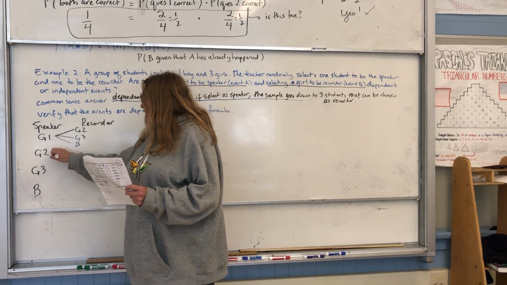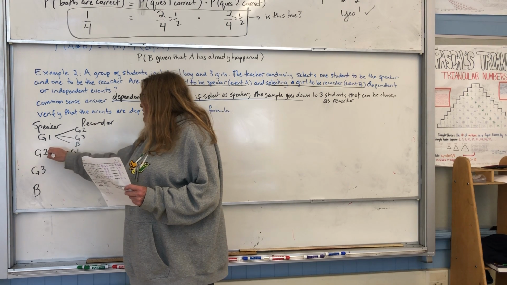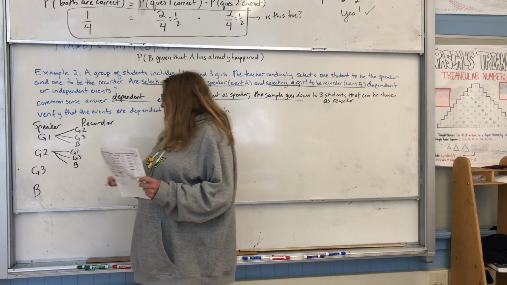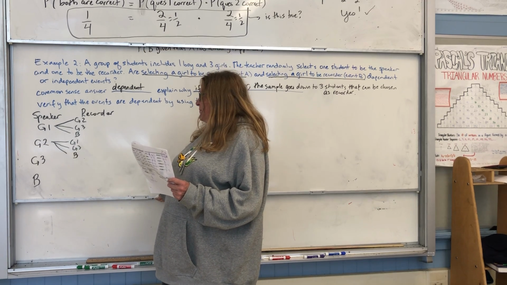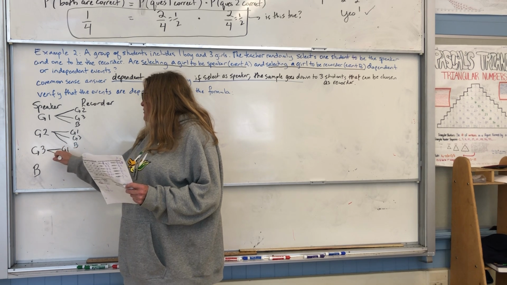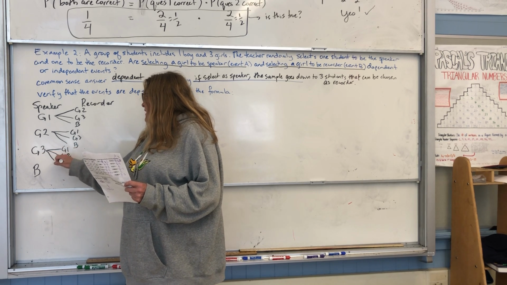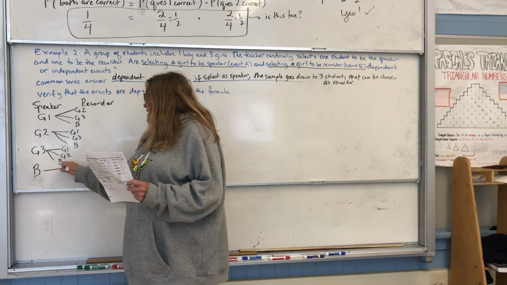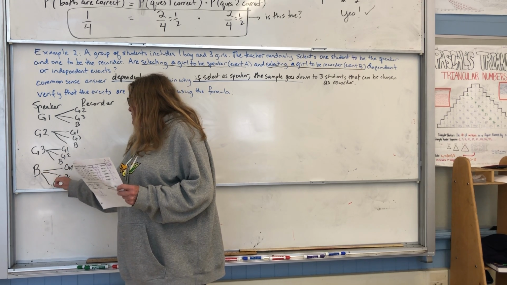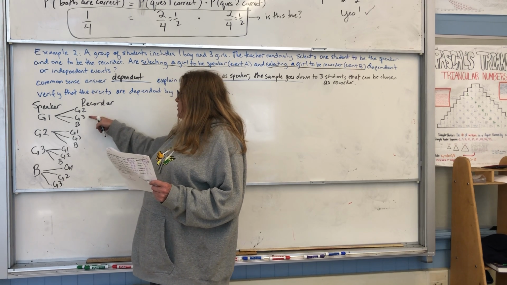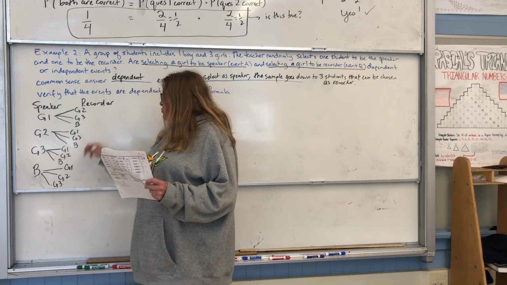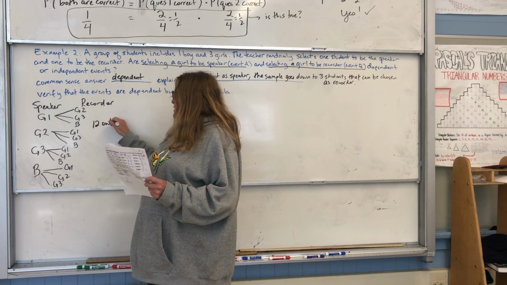Right? Here, I could get girl 1 as the recorder, girl 3 as the recorder, or the boy. You get the idea? Here I could get girl 1, girl 2, or the boy. And here I could get girl 1, girl 2, or girl 3. So how many are there? 1, 2, 3, 4, 5, 6, 7, 8, 9, 10, 11, 12 possible outcomes.